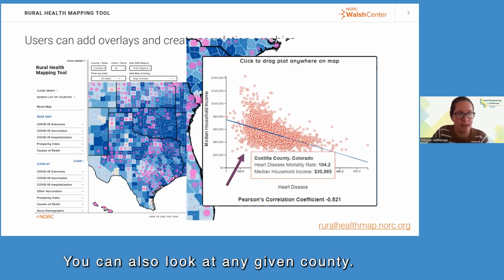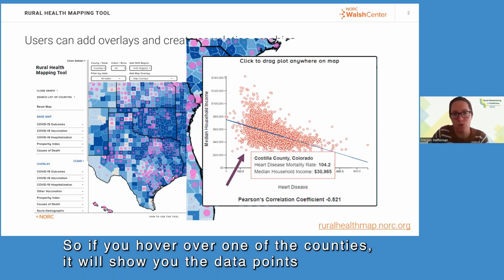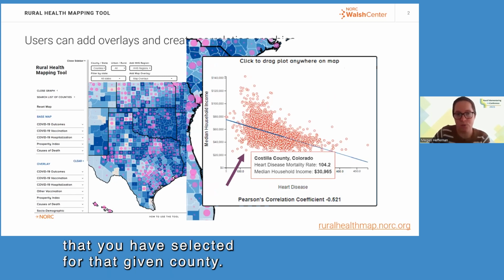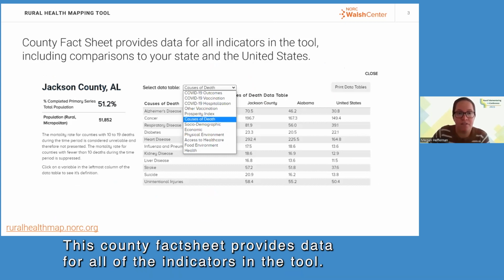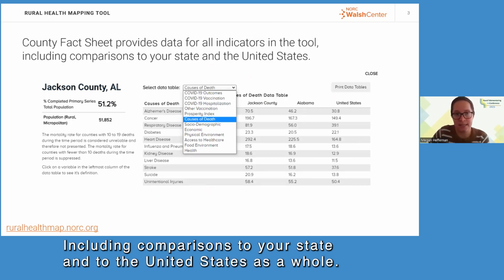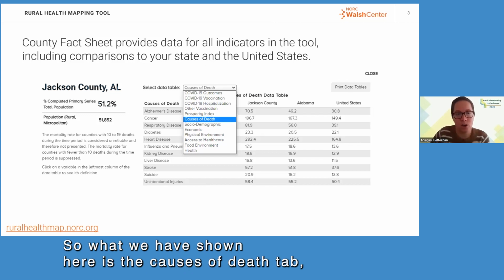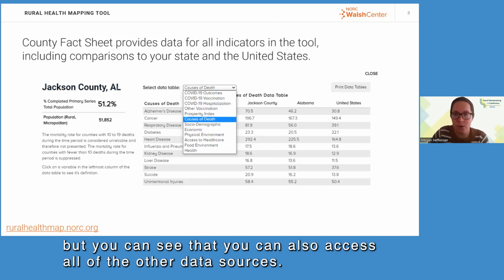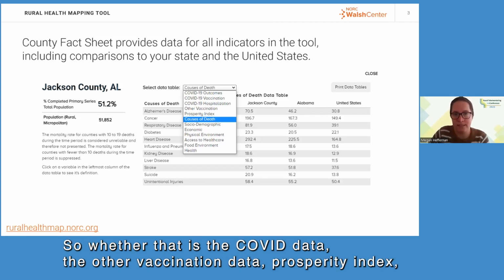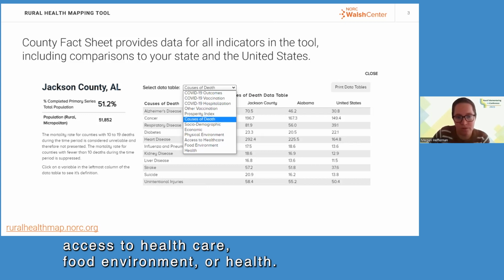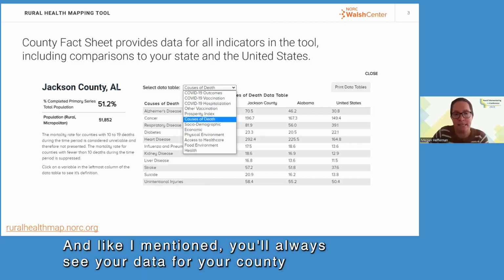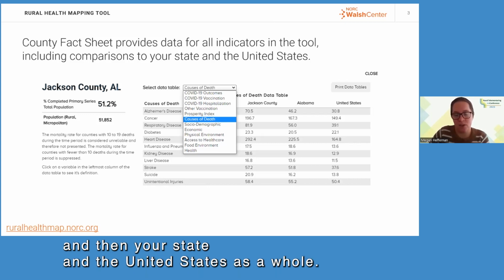You can also look at any given county. So if you hover over one of the counties, it will show you the data points that you have selected for that given county. We also have a county fact sheet for every county in the United States. This county fact sheet provides data for all of the indicators in the tool, including comparisons to your state and to the United States as a whole. So what we have shown here is the causes of death tab, but you can see that you can also access all of the other data sources. So whether that is the COVID data, the other vaccination data, prosperity index, sociodemographic, economic, physical environment, access to healthcare, food environment, or health. And like I mentioned, you'll always see your data for your county and then your state and the United States as a whole.